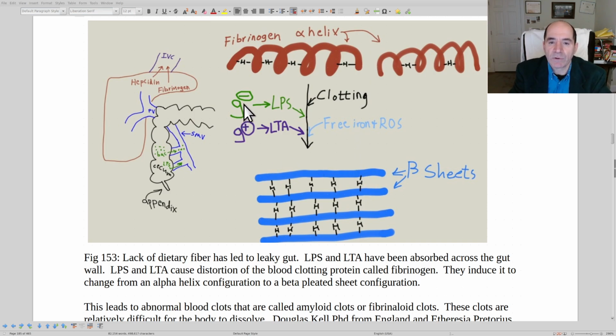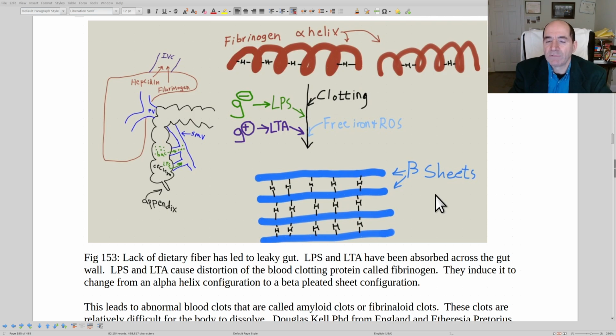So G negative is for gram-negative bacteria making LPS, lipopolysaccharide. G plus is for gram-positive bacteria making LTA, lipoteichoic acid. Okay, so the big problem they cause in the blood is they really predispose to clotting. And the clots are with distorted fibrinogen, the clotting protein. It goes from its normal alpha helix configuration, which makes relatively nice blood clots that look like pieces of spaghetti. Okay, it's a regular blood clot, the contribution of the fibrinogen. Whereas when they're transformed by the bacterial endotoxin into beta-pleated sheet configuration, they make more of what is called dense matted deposits, more thick, irregular blood clots.